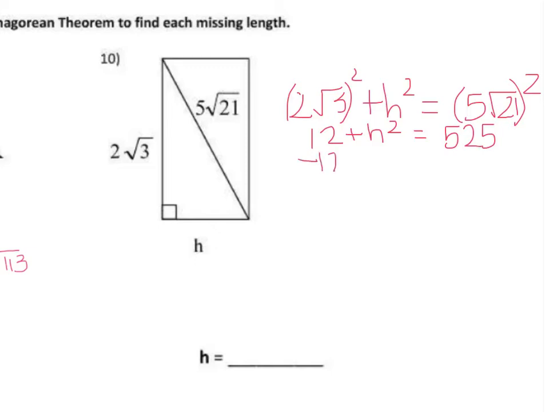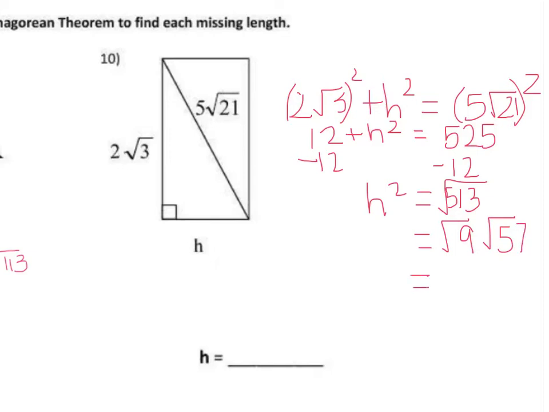Now you're going to subtract 12 from both sides. H squared equals 513. The perfect square factor of 513 is 9. So that's going to be root 9 times root 57. And your answer will be 3 root 57. And that's just in units because there are no units given.